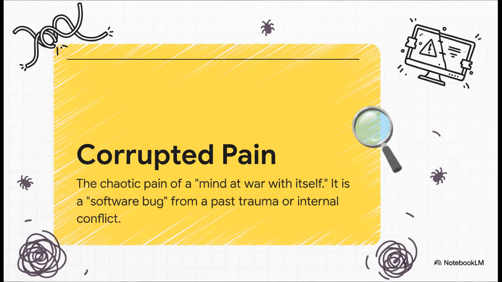Okay, next is corrupted pain. And this is a whole different beast. This is that chaotic, looping, self-perpetuating pain of a mind at war with itself. It's a software bug, a piece of malware that might come from past trauma, or just some flawed logic you picked up, like, I'm not good enough. It feels sticky, illogical, deeply self-critical, and it's often way, way out of proportion to what's actually happening. The source material calls this curiosity corrupted by threat data. I mean, what a perfect description of anxiety.